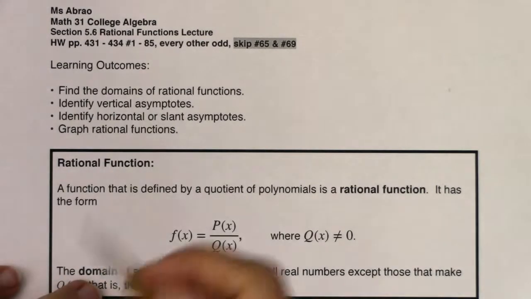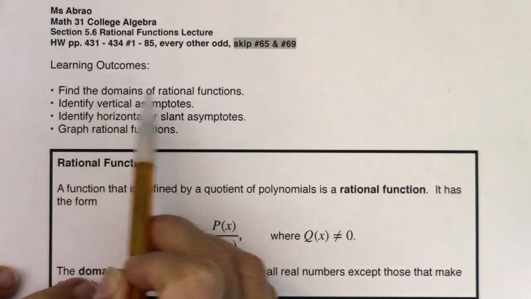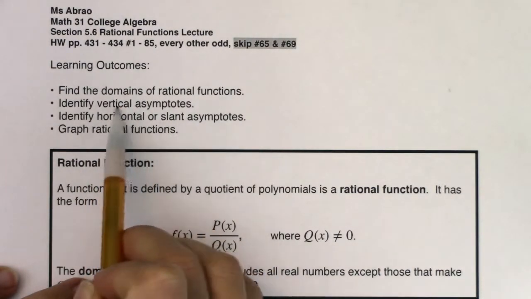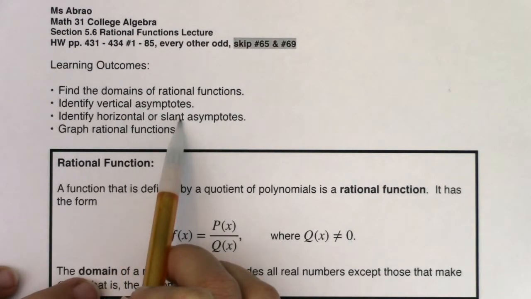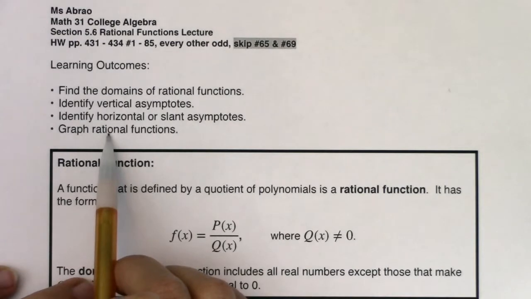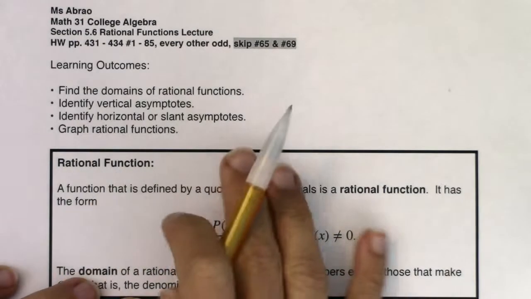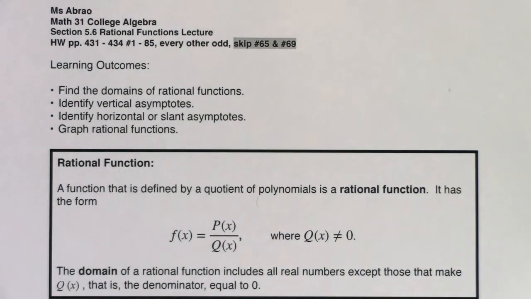Our learning outcomes are all about rational functions. We want to find the domains of rational functions. We want to figure out where vertical asymptotes occur. We want to figure out where horizontal and slant asymptotes occur, or one or the other, you can't have both. And then we want to graph these rational functions. And the trickiest part to graphing rational functions is there's so much variability to it. Rational functions don't look like any one type of graph, and it's harder to pick up on patterns for rational functions than it is for polynomials.